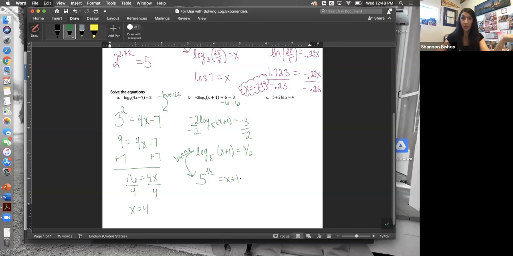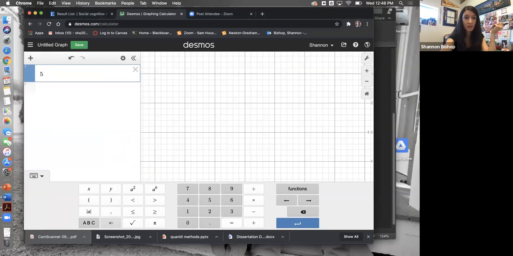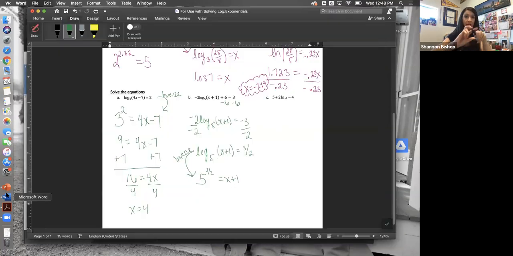So now that you've interpreted the log, guys, check it out. 5 to the 3 halves. I can do that. Grab a calculator. What's 5 to the 3 halves? I don't know. 5 to the 3 halves is 11.18. Okay, 11.18. Cool. X plus 1. Oh, wait, not done yet. The final answer is 10.18. Ta-da.